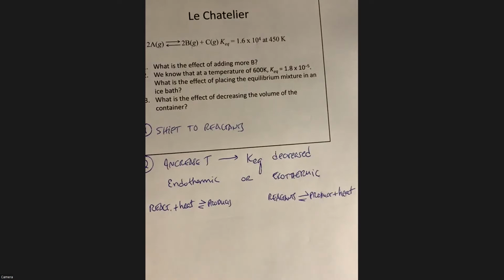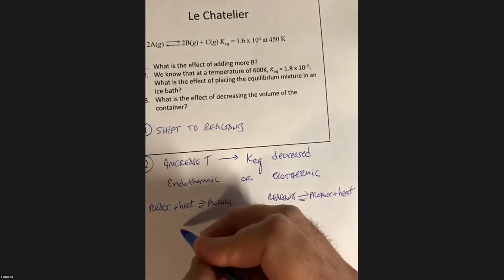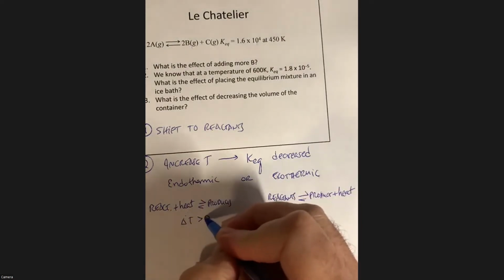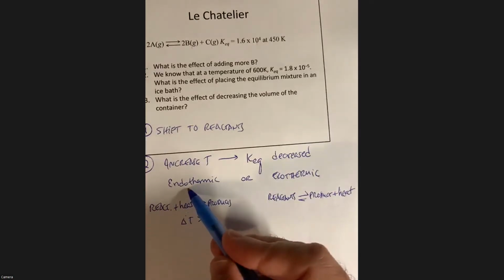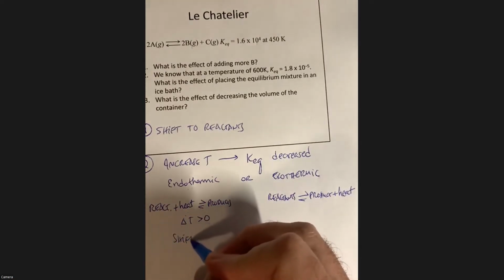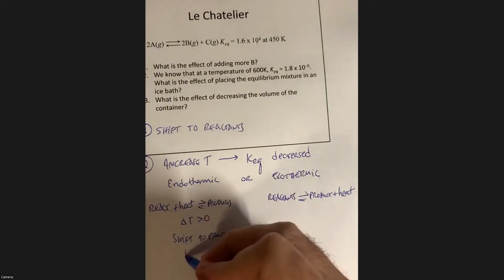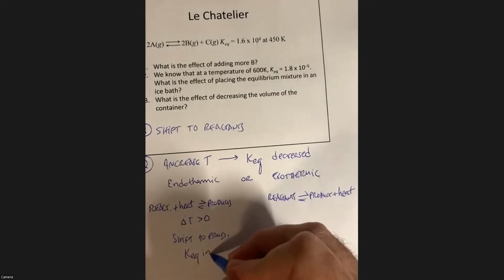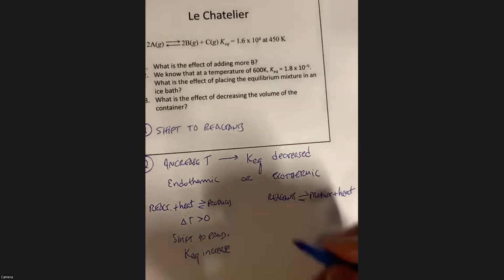So again, remember what you say is, if I increase the temperature, if it's endothermic, that means I'm pumping heat in here. So if delta T is positive, then what should happen is, this is Le Chatelier, you're increasing the thermal energy on this side, which means you're going to shift to products. And therefore, the equilibrium constant will increase, right? Because remember that equilibrium constant is products over reactants.